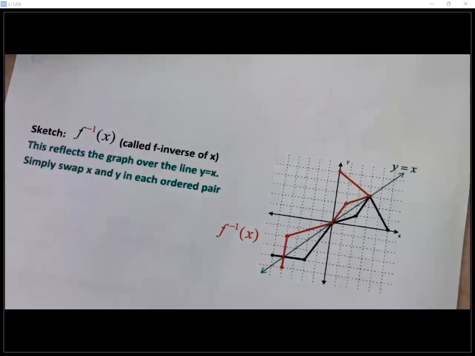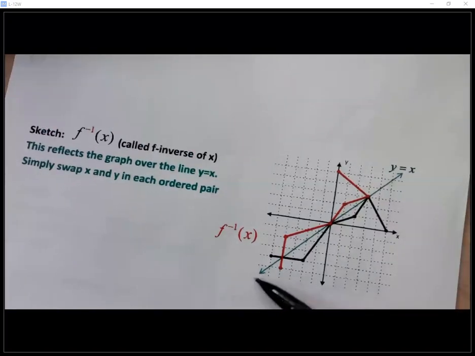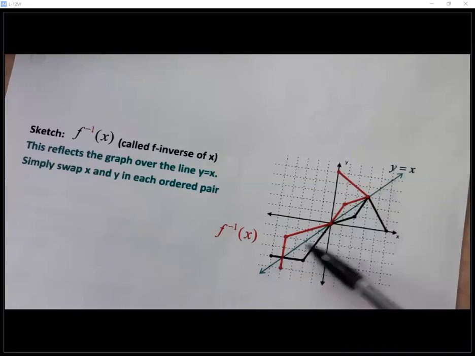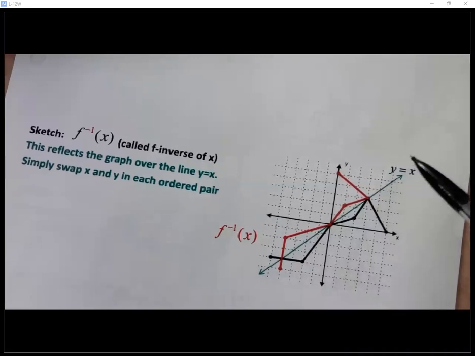What's happening here? Well, take a look at what we have. We have the line y equals x, that nice, perfect green one. Oh, you can't see that it's in green, but this is in green on my sheet. So this diagonal line, that's just the line y equals x. If you reflect a graph over that line, you get something called the inverse.